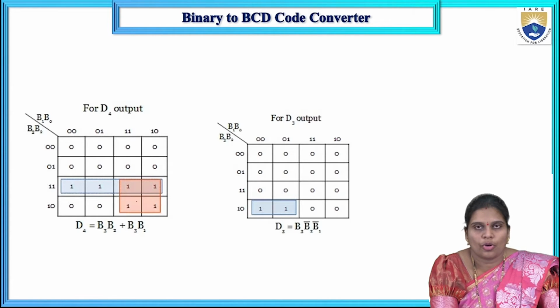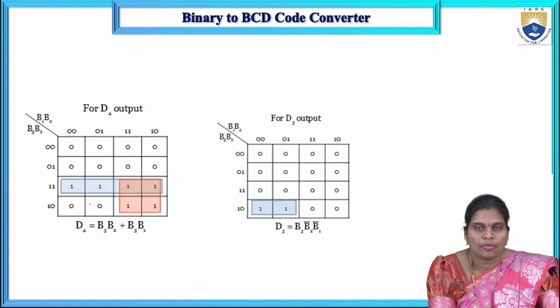Now we want to form the groups. First, observe this 4 variable K-map. Are there any 8 ones for forming a group? No, there are no 8 ones. Only 4 ones are there here.